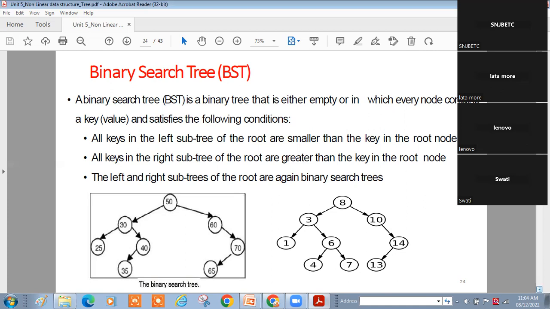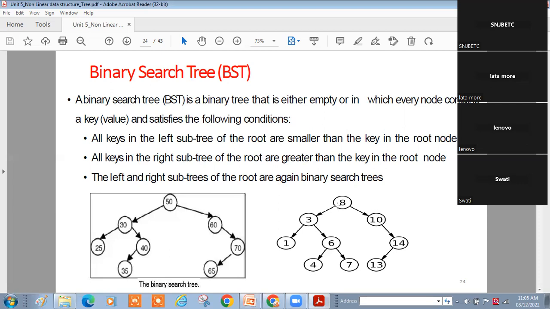First thing is it is binary search, which means it is binary, so it has 0, 1, or 2 children. It is not having 3. But the special condition is there. Observe it carefully. Here is 50, 30, 60, 25, 40, 35, 70, 65. Let us focus on the left hand side. On the left hand side we have 30, 25, 40, 35. On the right hand we have 60, 70, 65. Similarly, observe this. Here is 8. On the left hand we have 1, 3, 6, 4, 7. On the right hand we have 10, 14, 13.